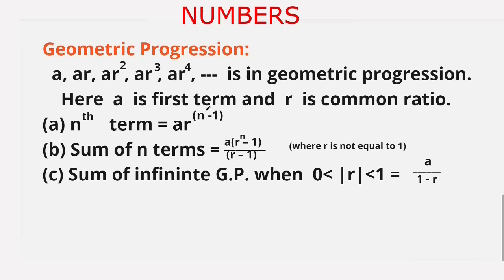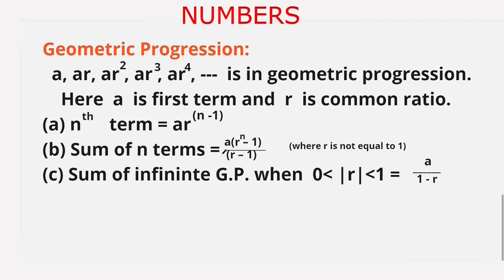Here a is the first term and r is the common ratio. The first formula is the nth term. The nth term can be found as a into r raised to the power n minus 1. The next formula is the sum of n terms.